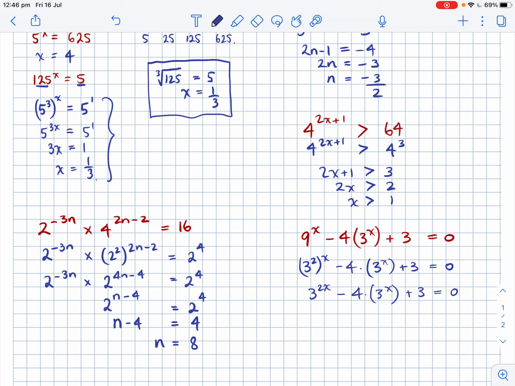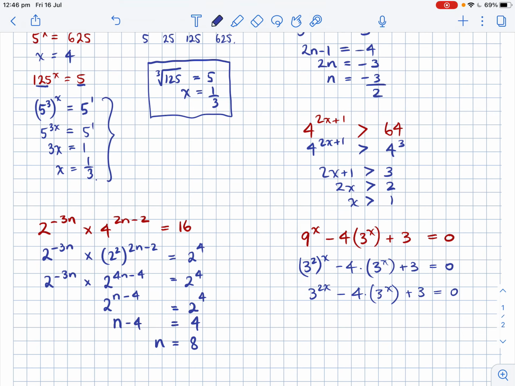And my problem here is I can start to sort of think, what is going on? My powers don't match. I've got pluses and minuses in between. There's no index laws for when I have a plus and a minus in between. So we've got to come up with another solution or another method for solving this problem.